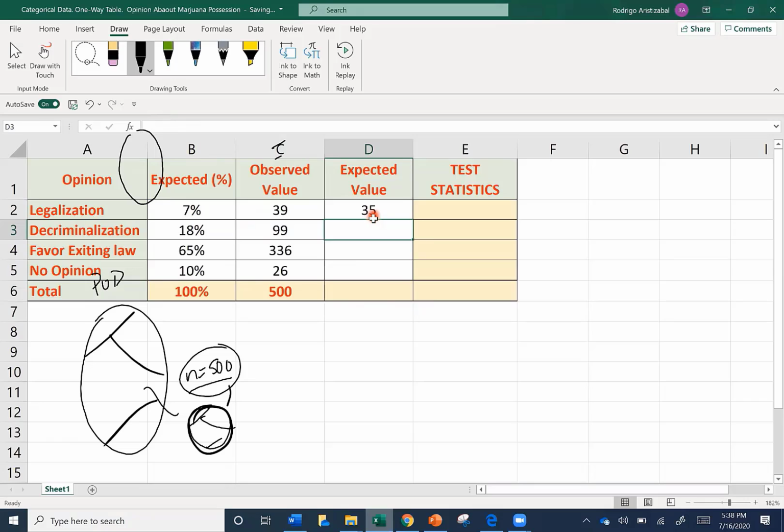Then when I fix this cell in my formula, I copy this formula in all of these, and I get all the expected values. The sum, if I copy this formula here, I will obtain also 500. The sum of all of these values will be 500. We have this information in StatCrunch.